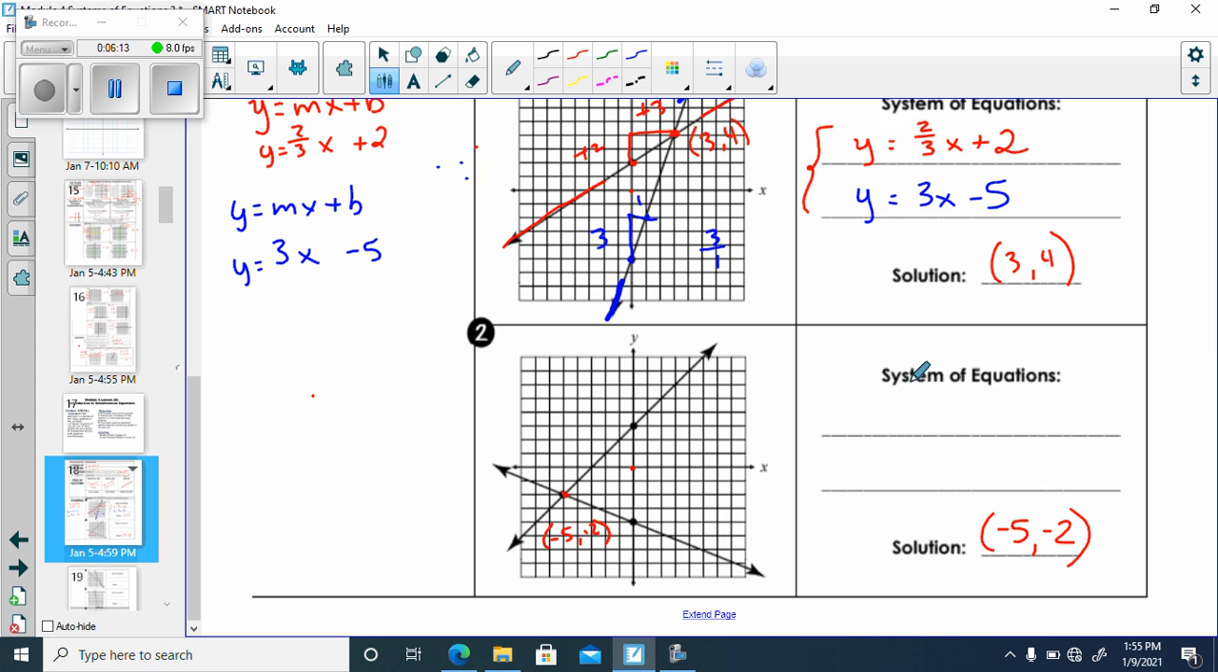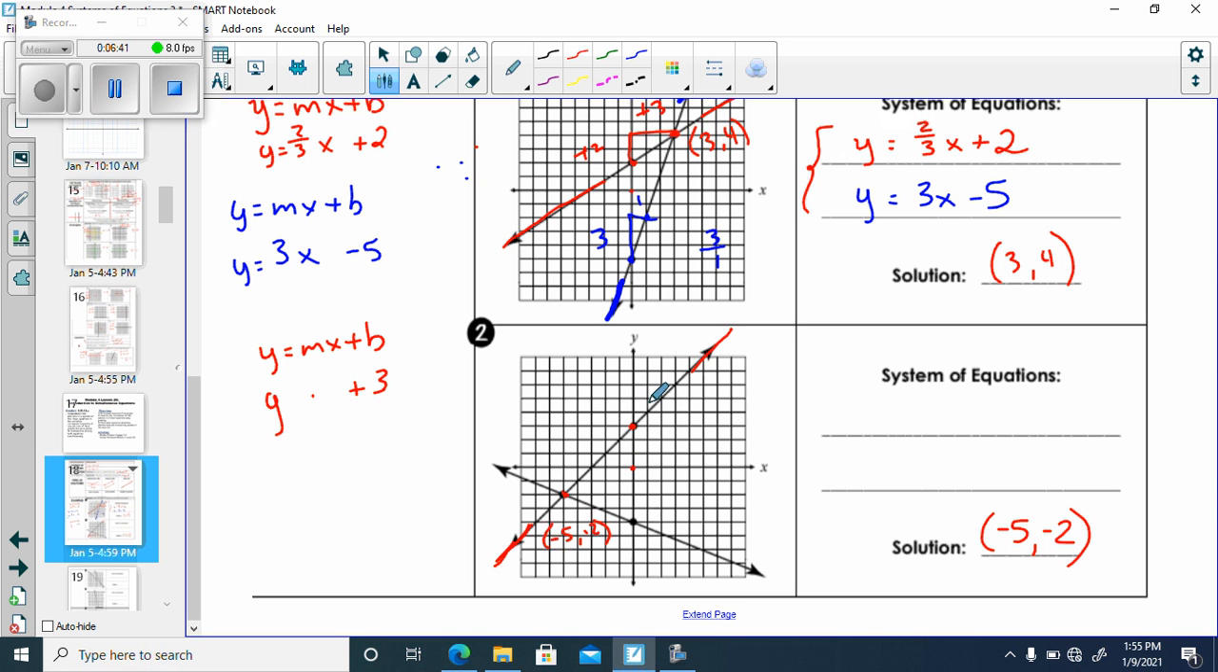Okay? Now, they also ask you here to give them the system of equations. That just means to write the linear equation for the two lines. This is just a review of what we've done in the past. Remember, you start with y is equal to mx plus b. Your b is where the line intercepts the y-axis. This is the y-axis. It intercepts it at 3, so your b is 3.